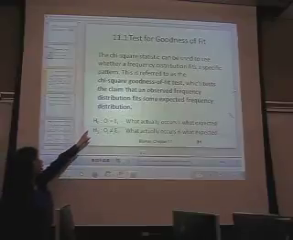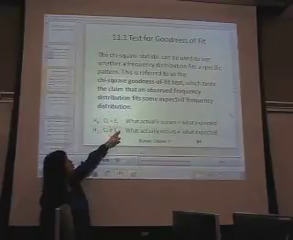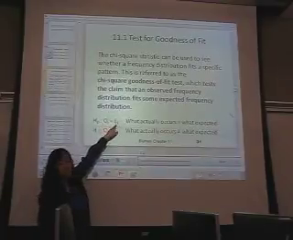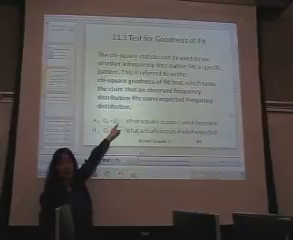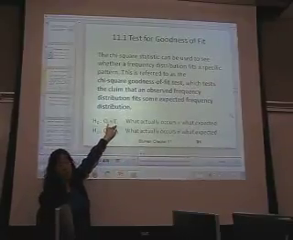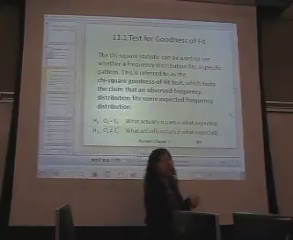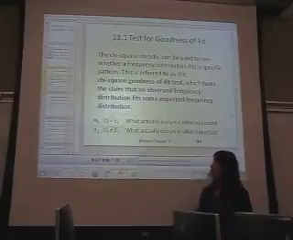So our H naught for these is always going to be that O sub I equals E sub I. In other words, what actually occurs is what I expect. The sub I just means like the first one, the second one, the third one. So the first observed equals the first expected. The second observed equals the second one expected. The third one observed equals the third one's expected.